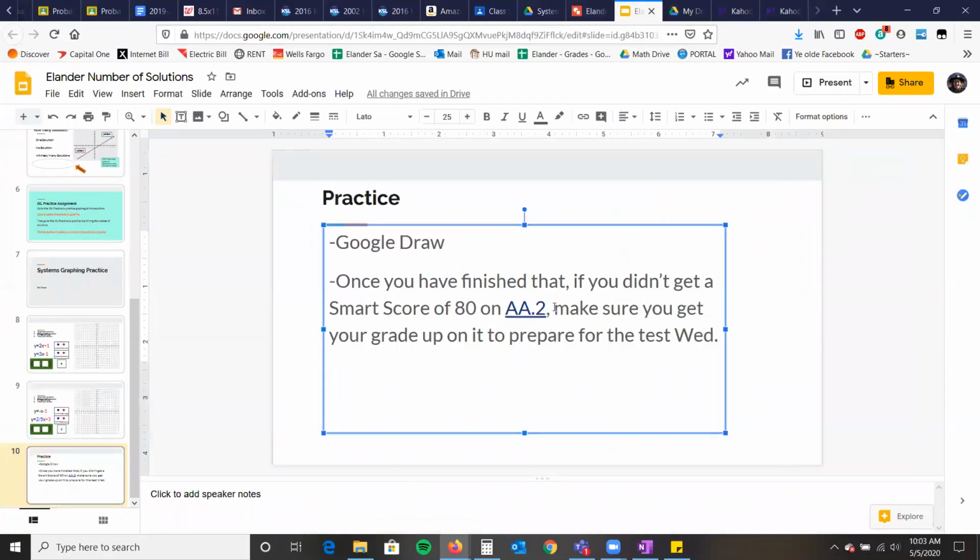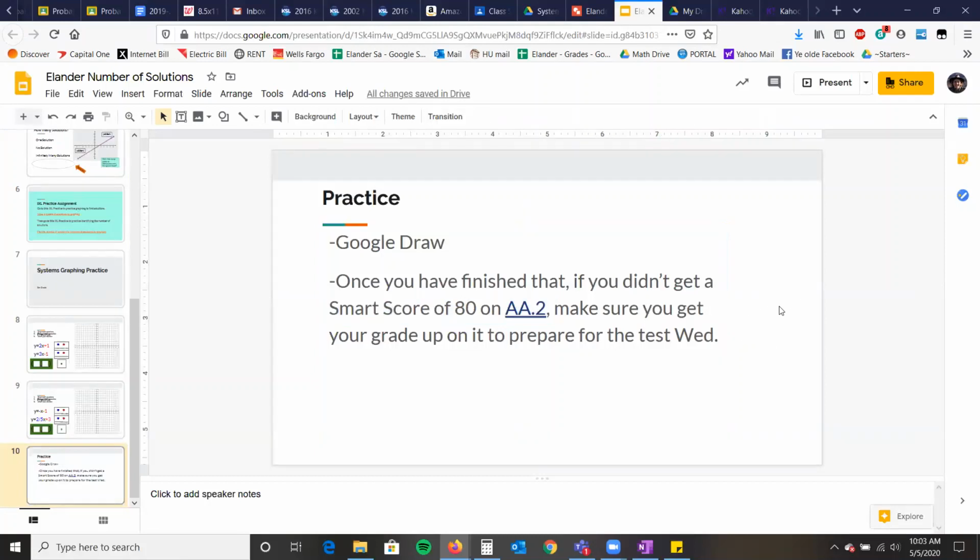And then this is just backing up a little bit. If you didn't get IXL AA2 to 80, then make sure that you do that so you're all caught up. All right.